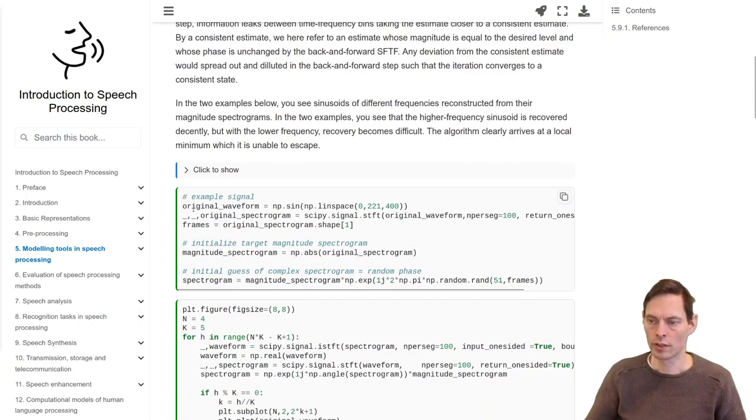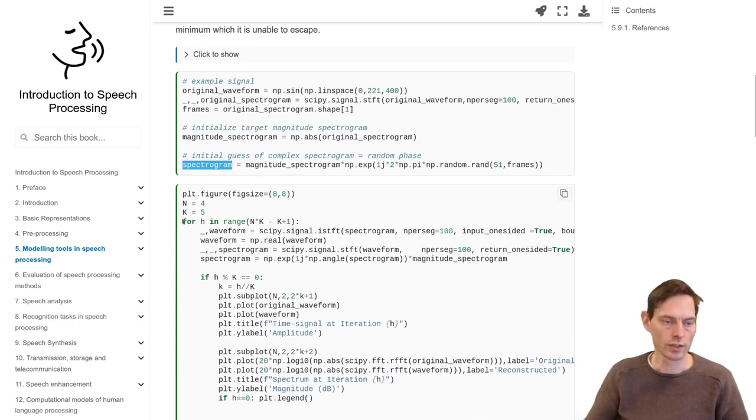So let's look at an example. We have here the original signal, which is just a sinusoid, and then I take the STFT of that, so that goes into the original spectrum, and then we take the absolute value of that, so that will be the magnitude spectrum. That magnitude spectrum is then multiplied by a complex exponential where I just have random values inside. So the spectrum where I start from, the noisy spectrum, has the accurate magnitude spectrum but a random phase.